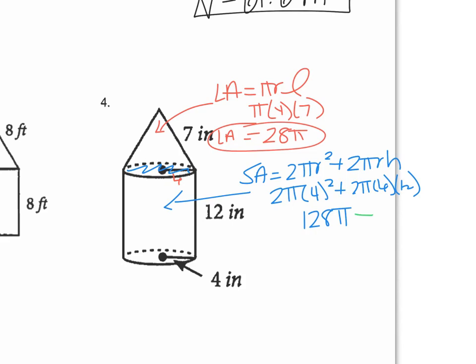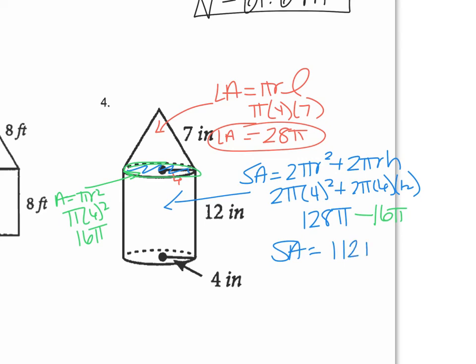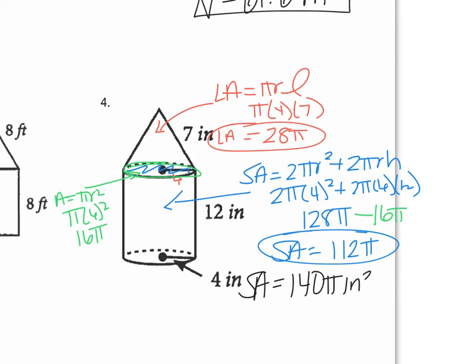But now I need to subtract the area of this base. Well, what shape is that base? Well, that base is a circle, so I have to find the area of that circle. So that's pi r squared. So that's going to be pi times 4 squared, so that's just going to be 16 pi. So I want to subtract 16 pi. So my surface area of my cylinder is 112 pi. So that means my surface area of my whole image is 140 pi inches squared.